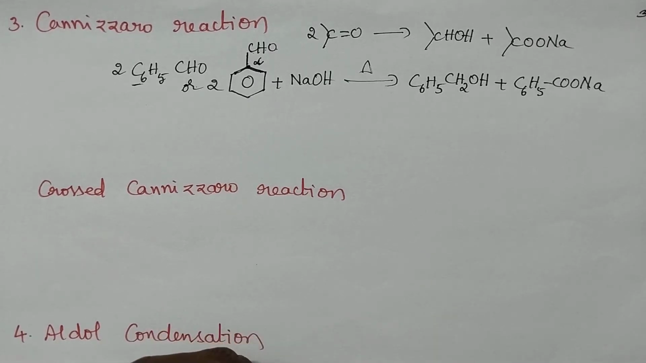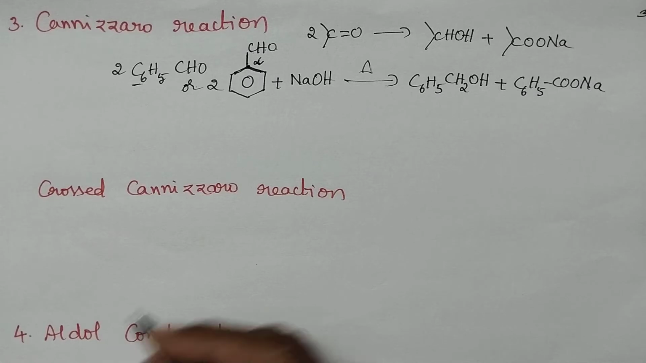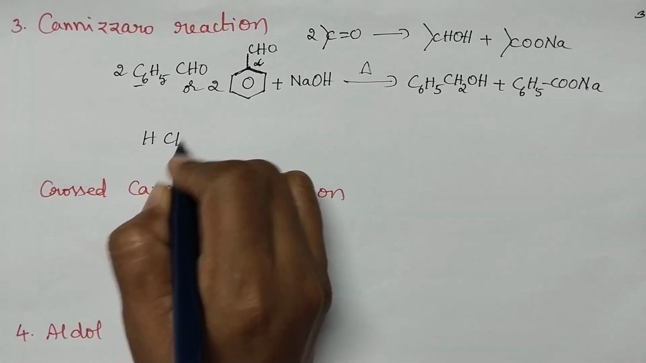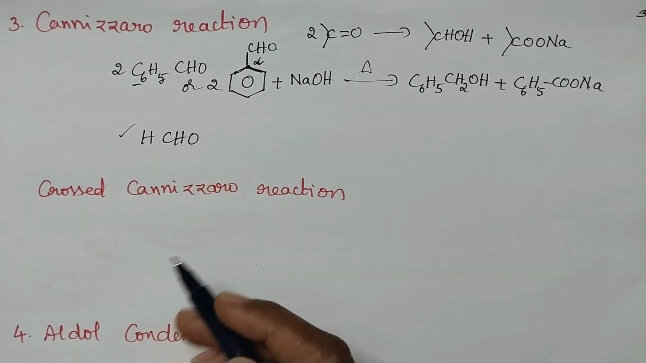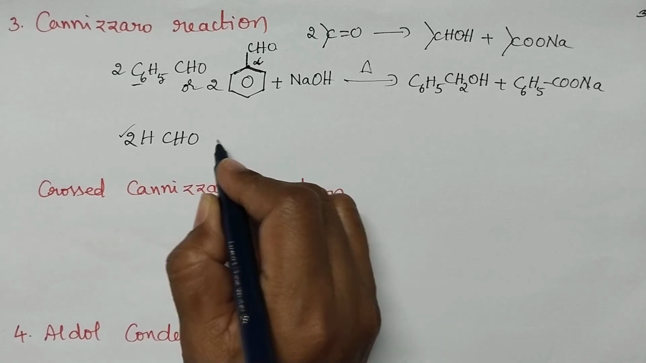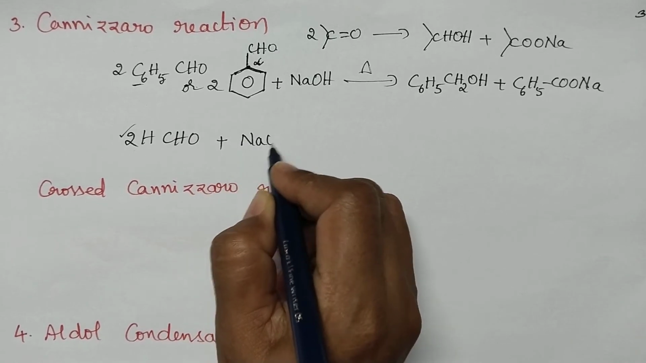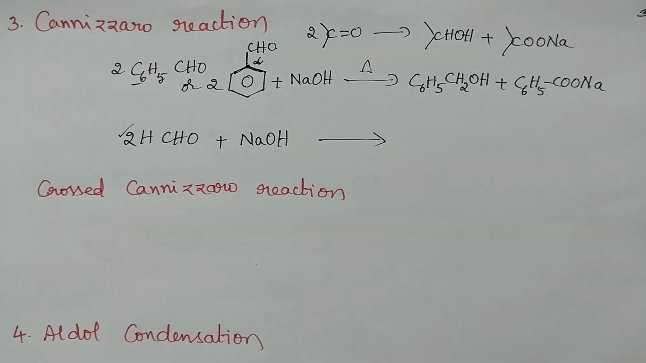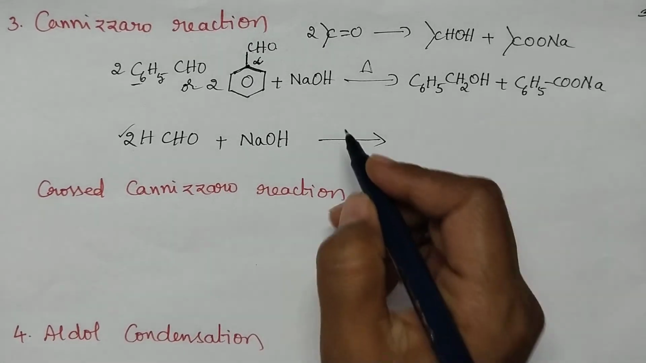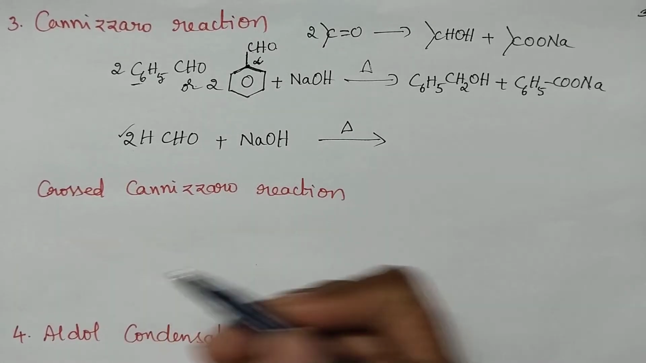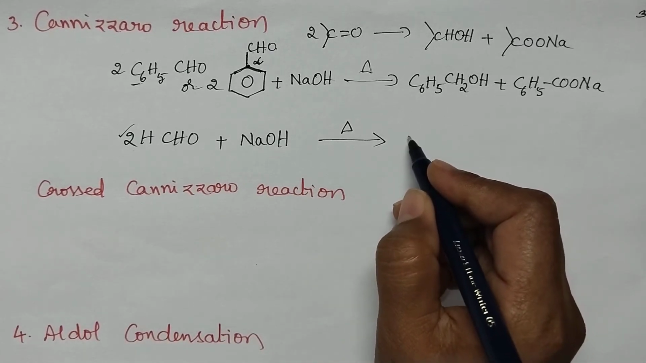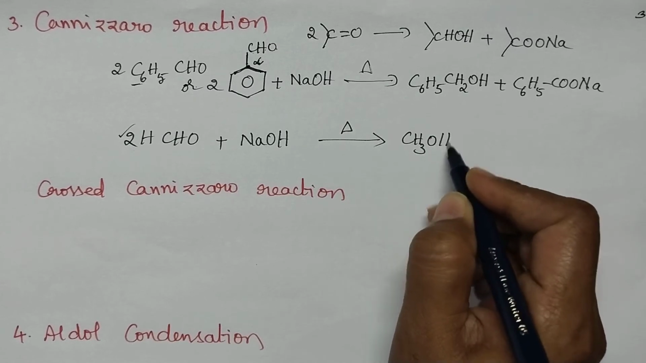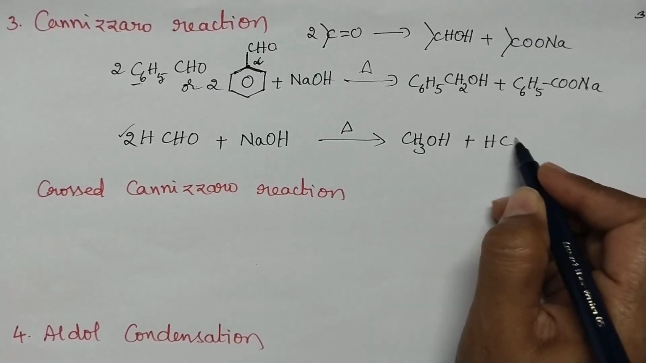And similarly, we can consider the reaction with formaldehyde. When we consider formaldehyde, it is not at all having any alpha carbon atom. So it also participates in the Cannizzaro reaction. So what is the importance of the Cannizzaro reaction, students? Whenever aldehydes devoid of alpha hydrogen are treated with sodium hydroxide, one molecule undergoes oxidation and the other molecule undergoes reduction. So we are going to get methanol plus sodium formate.